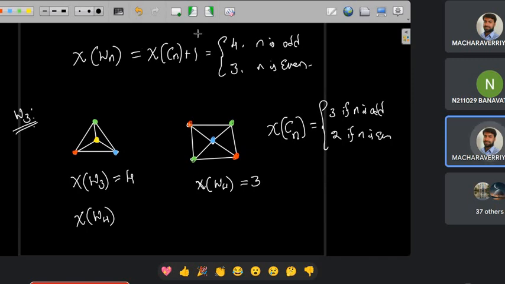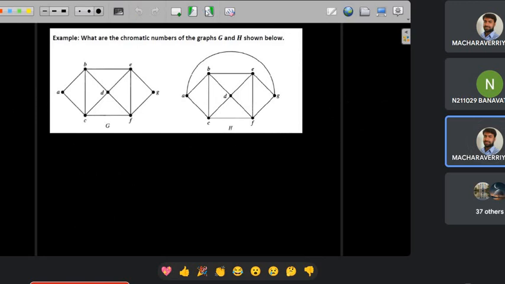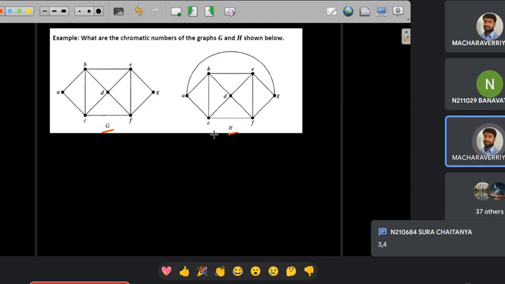Okay, now let us walk through an example. You can see the question: what are the chromatic numbers of the graph G and H which are shown below? Here you can see graph G is a subgraph of H. So first you complete G and later you can go for H. The answer for G is 3 and for H it is 4.